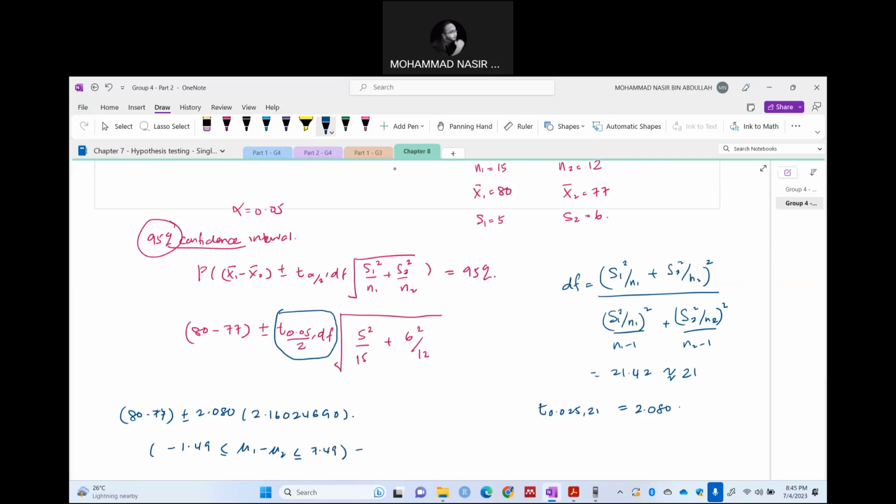So the confidence interval will be from negative 1.49 to 7.49, equal to 95%. So this is the probability of mu1 minus mu2 from negative 1.49 until 7.49. Since 0 is inside the interval, it means that mu1 is equal to mu2. There is no significant difference.